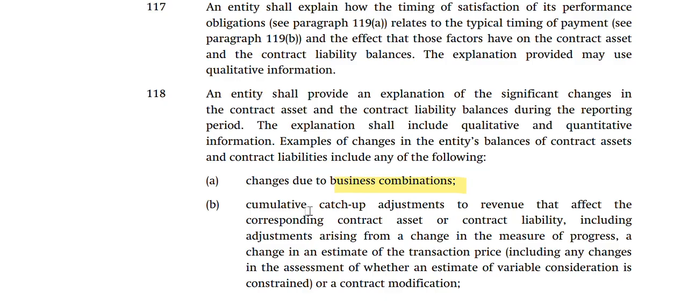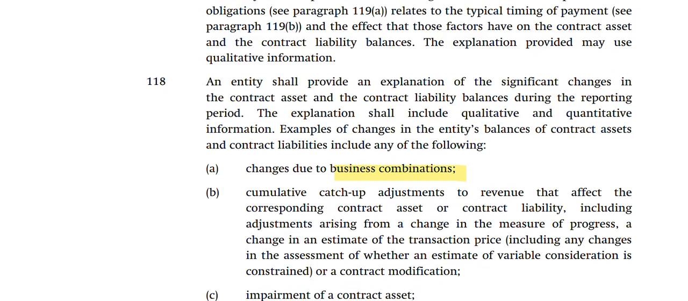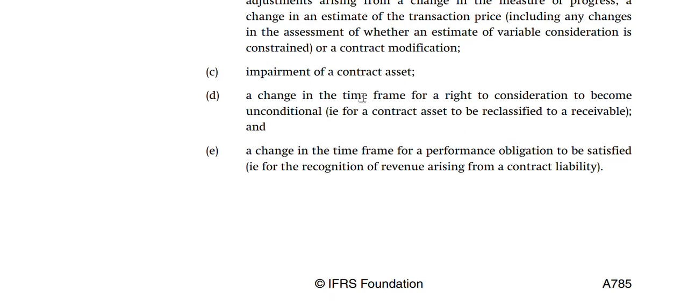to business combination, cumulative catch-up adjustment to revenue that affects the corresponding contract asset or contract liability, including adjustment arising from change in the measurement of progress, or changes in the estimate of the transaction price, including changes in the assessment of whether the variable consideration is constrained, or contract modification. Impairment of a contract asset, the change in time frame of right to consideration to become unconditional, a change in the time frame for the performance obligation to be satisfied.